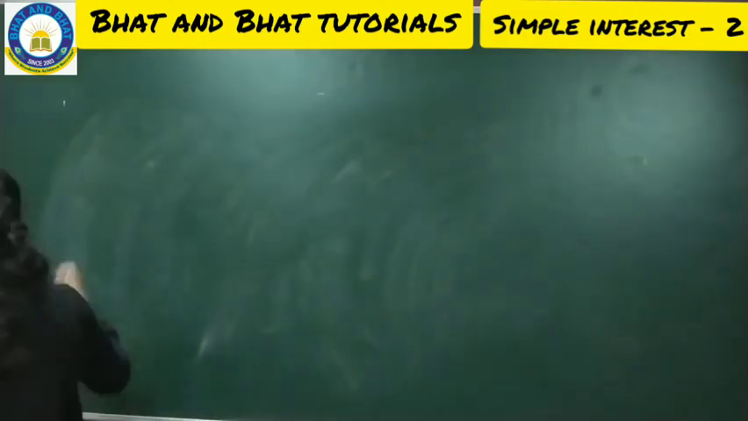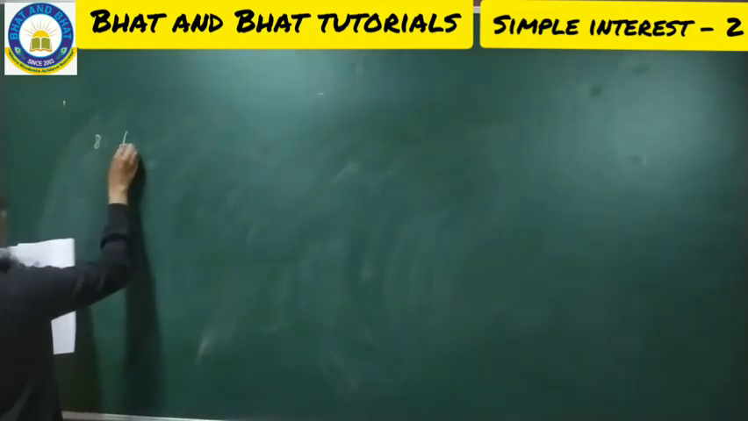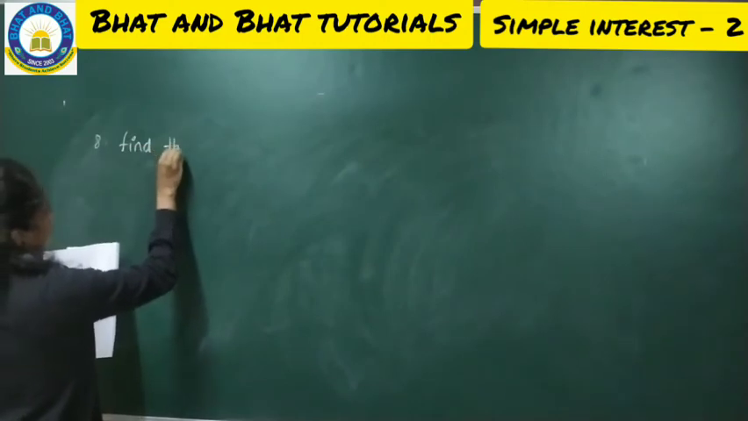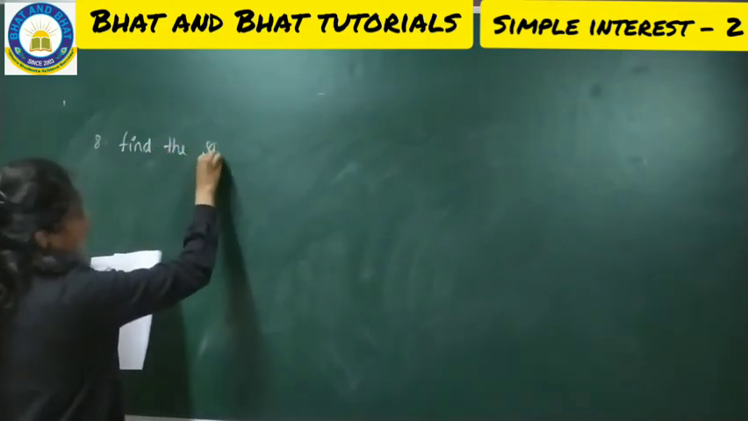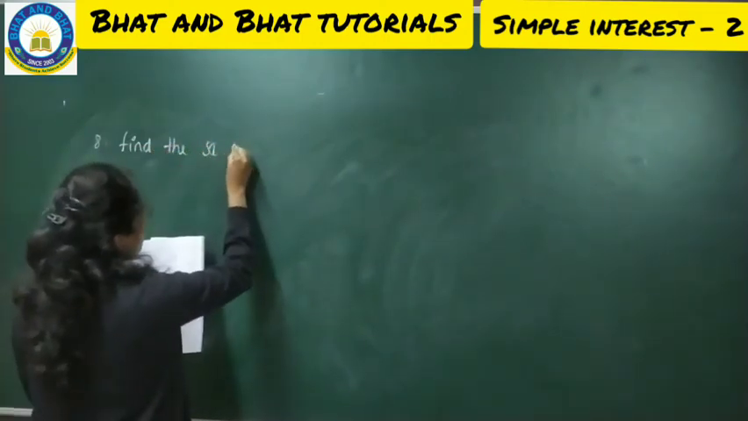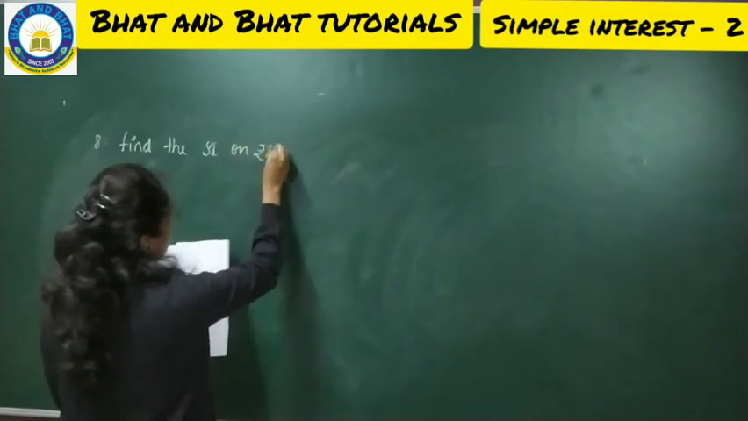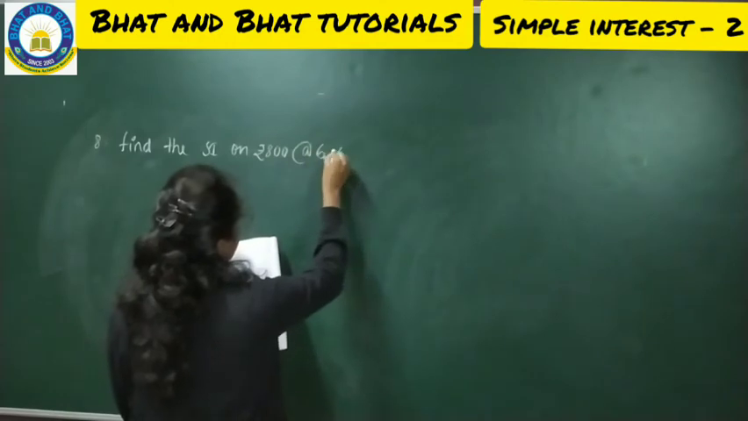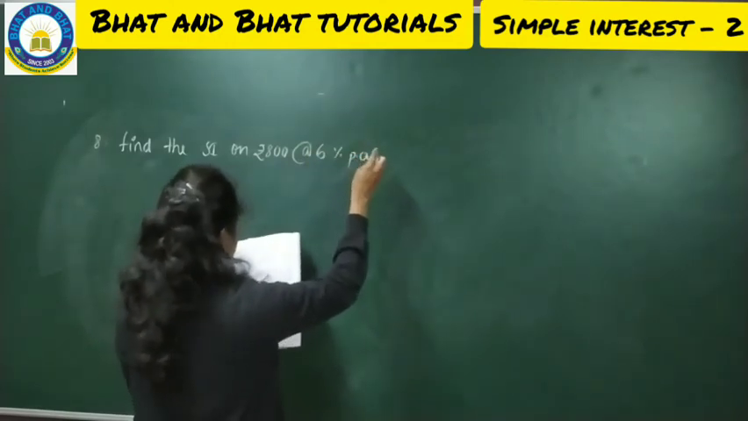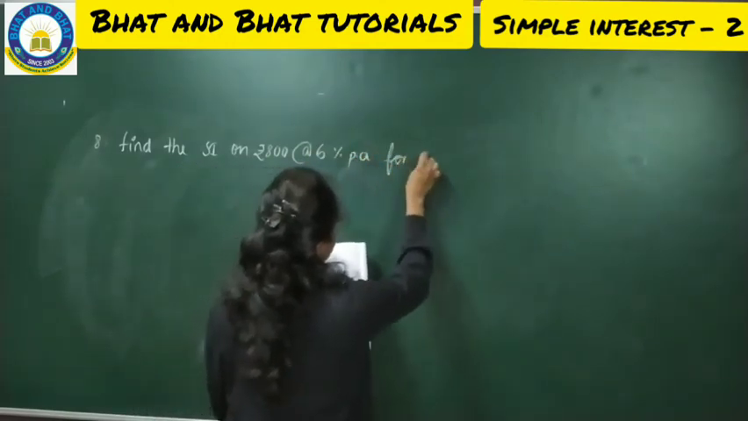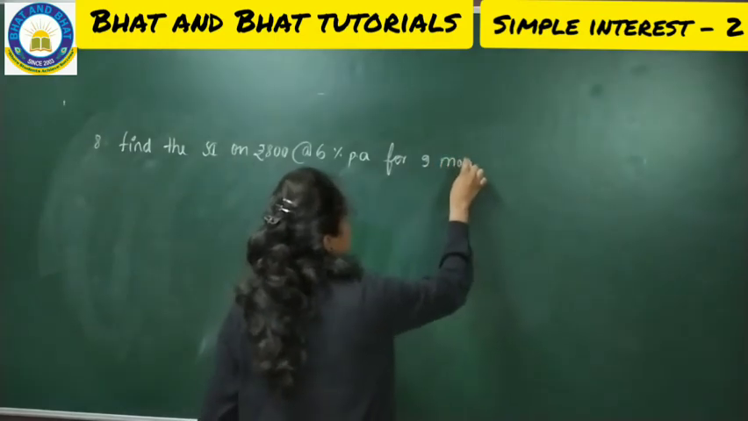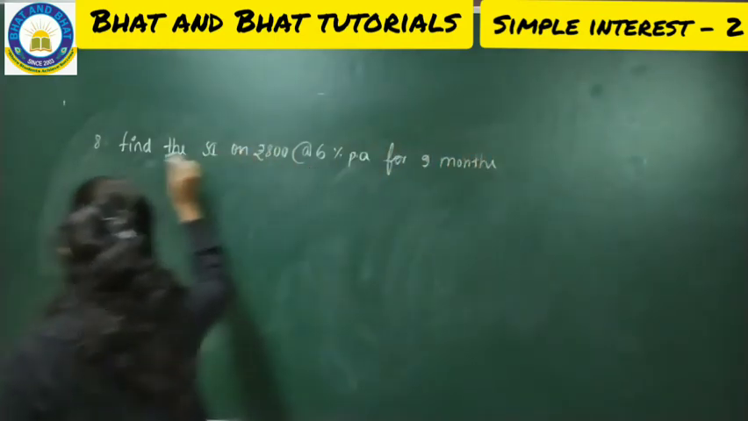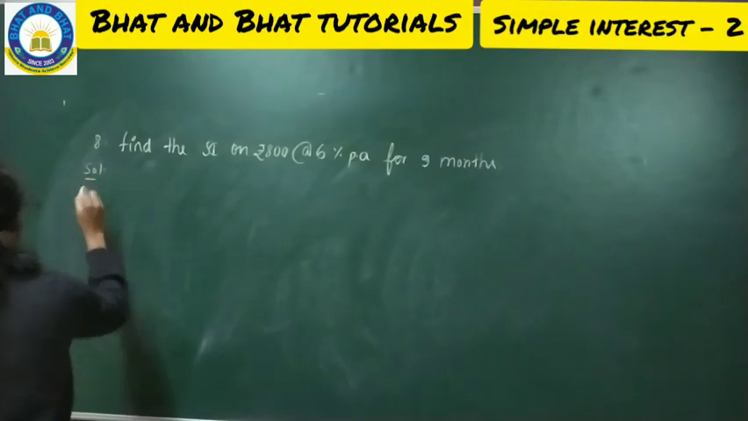The 8th question, find the SI. That is, you have to find the simple interest on rupees 800 at 6% per annum for 9 months. This kind of question you will get, an important question, listen to it.